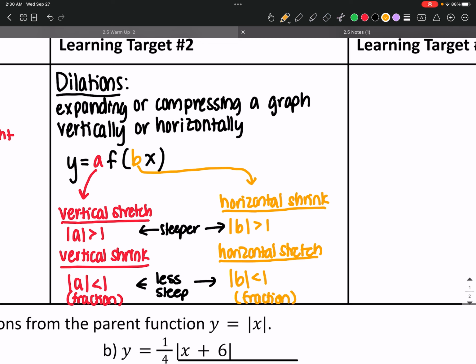So the only difference between a and b: a is on the outside of the function, so I explain what's happening vertically. B is inside the function, so just to keep it consistent with everything else we talked about, we're going to talk about what's happening horizontally. Vertical stretch is the same thing as a horizontal shrink. Vertical shrink is the same thing as a horizontal stretch.